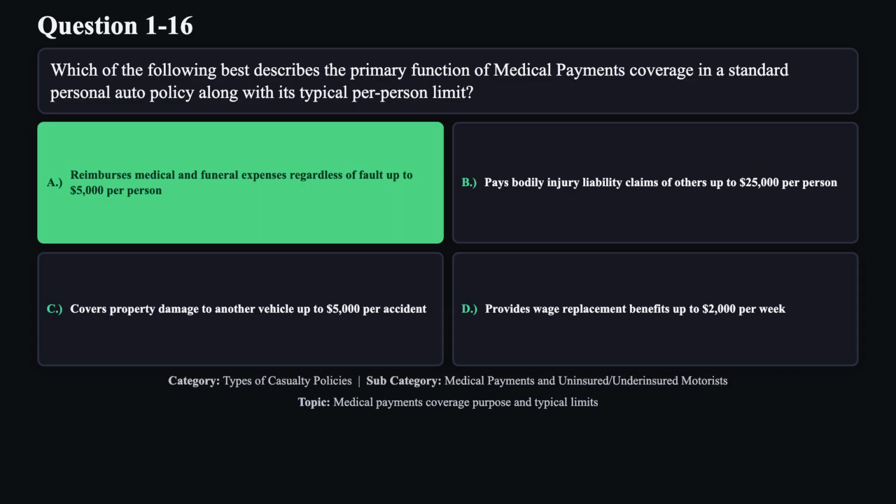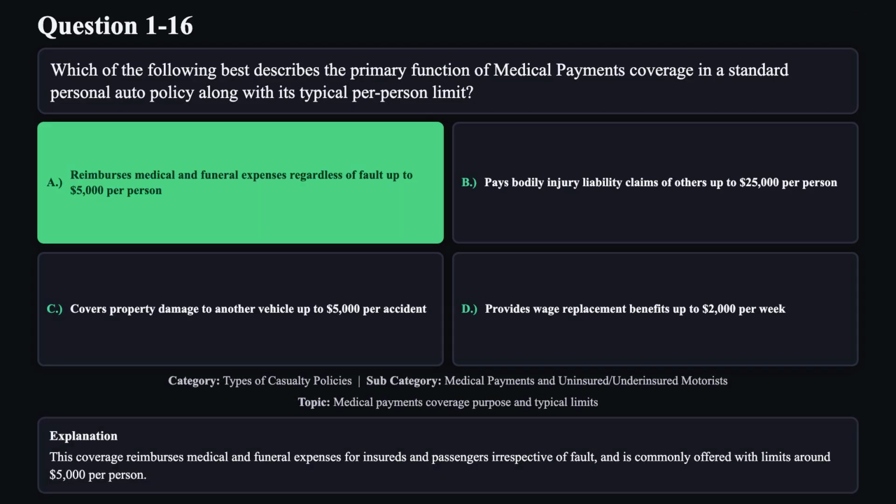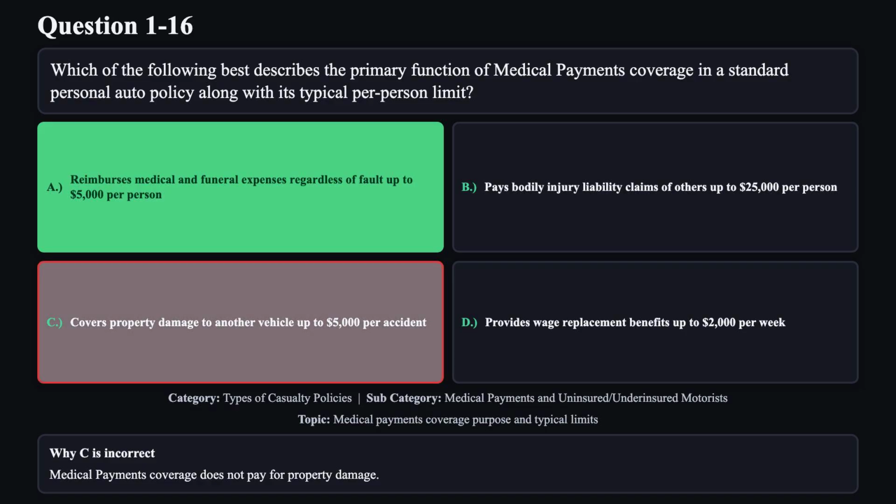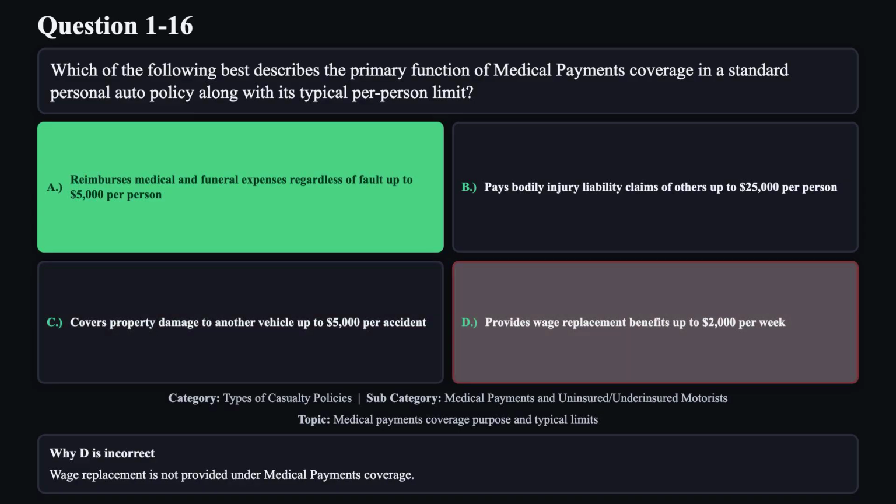The correct answer is A. This coverage reimburses medical and funeral expenses for insureds and passengers, irrespective of fault, and is commonly offered with limits around $5,000 per person. Reason B is not correct. This describes liability coverage limits rather than medical payments reimbursement. Reason C is not correct. Medical payments coverage does not pay for property damage. Reason D is not correct. Wage replacement is not provided under medical payments coverage.